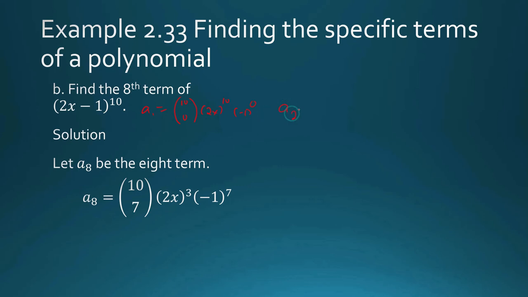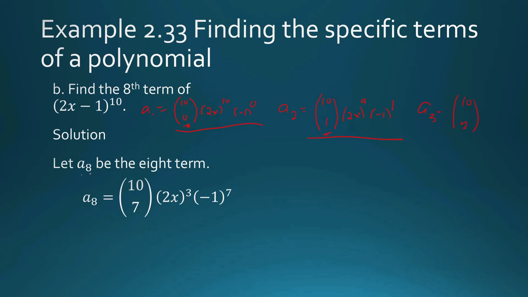The second term, a sub 2, is equal to 10 taken 1. And then 2x raised to 10 minus 1 is 9. And then negative 1 raised to 1. Okay, look at the pattern here. First term, 10 taken 0. Second term, 10 taken 1. So for the third term, you have here 10 taken 2. And then so on and so forth.